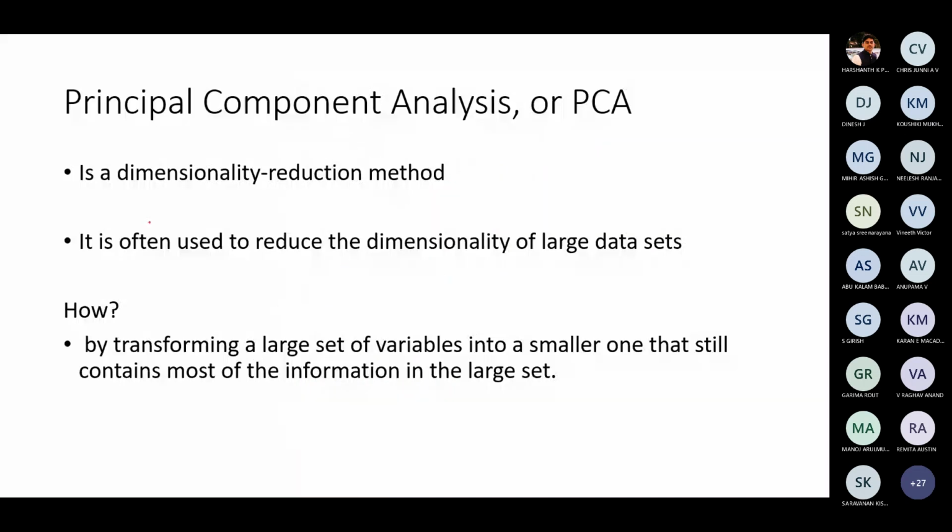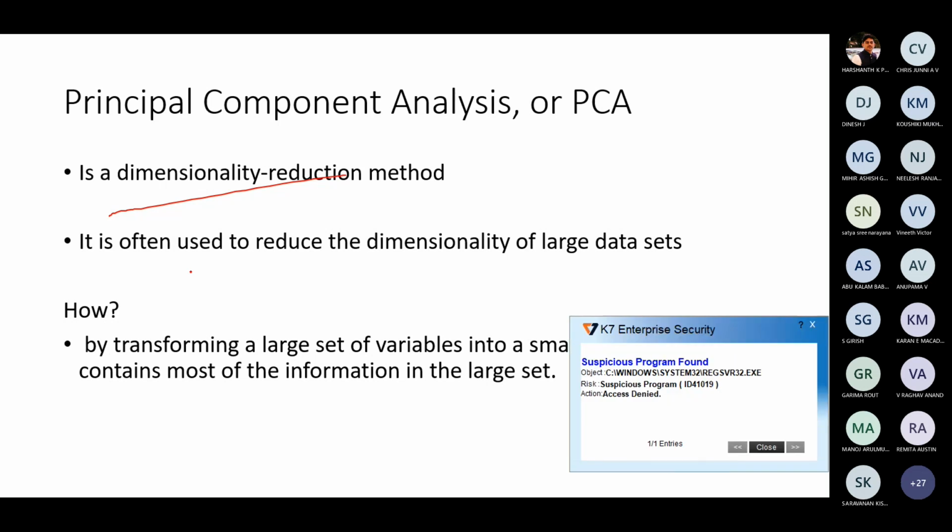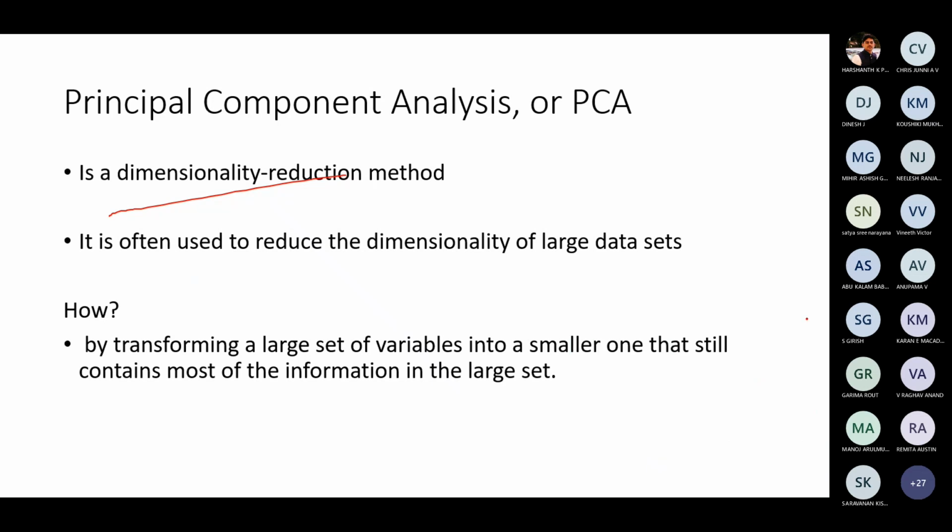Yes, sir. Okay, so it's a dimensionality reduction method. It is used to take out some features from a large data set, such that the features we take out are selected very carefully so that very little information is lost. The features we carry forward should contain more information. The larger the value, the more information; the smaller the value, the less information.